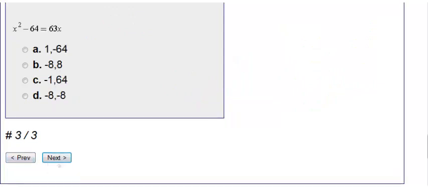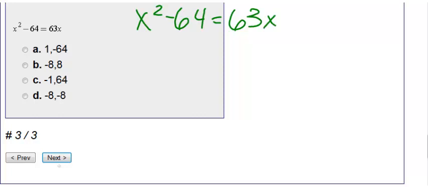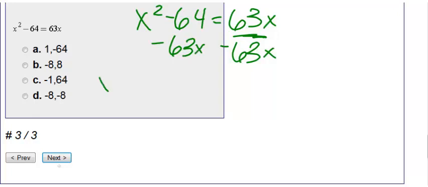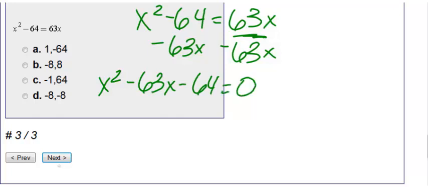And lastly, number 3 here, we have x squared minus 64 equals 63x. Okay, so I need to do a lot here. I need to make sure everything's on one side. So I need to move this 63x. For me to move it, I'm going to subtract 63x on both sides. So now I have x squared minus 63x minus 64 equals 0.